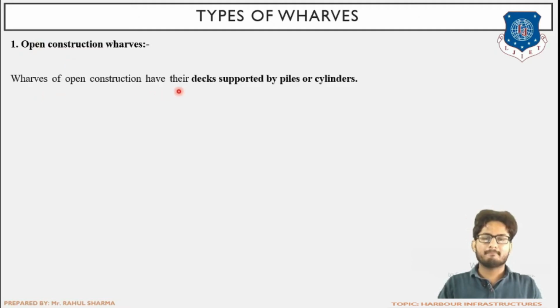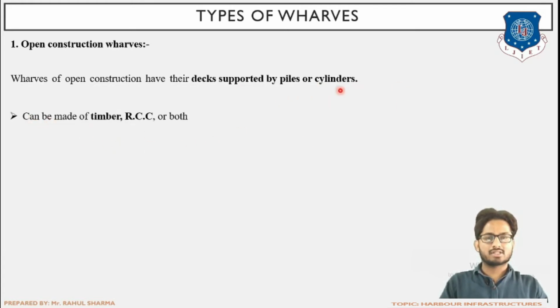Wharves of open construction have their decks supported by piles or cylinders. Deck is basically the platform on which the movement will take place, that is the movement of cargo or commodity, and it is supported by piles or cylinders. The meaning of it is that beneath the platform, piles or cylinders will exist which will transfer the load from this platform to the seabed. And basically the piles or cylinders are constructed of either timber or RCC or both.